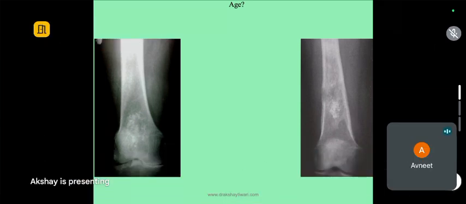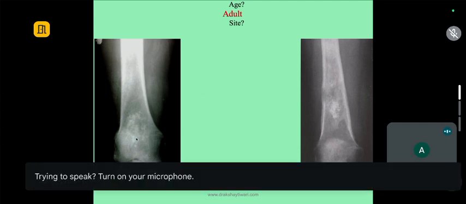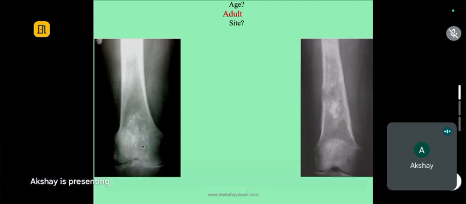Sir, it's mature. Both the X-rays show a mature skeleton because the physis has fused. Yes. Then location? Sir, it's a metaphyseal permeative eccentric lesion. Wait, why eccentric? It is in the middle of the bone. Eccentric is when it is on one side, right? Okay, sir.